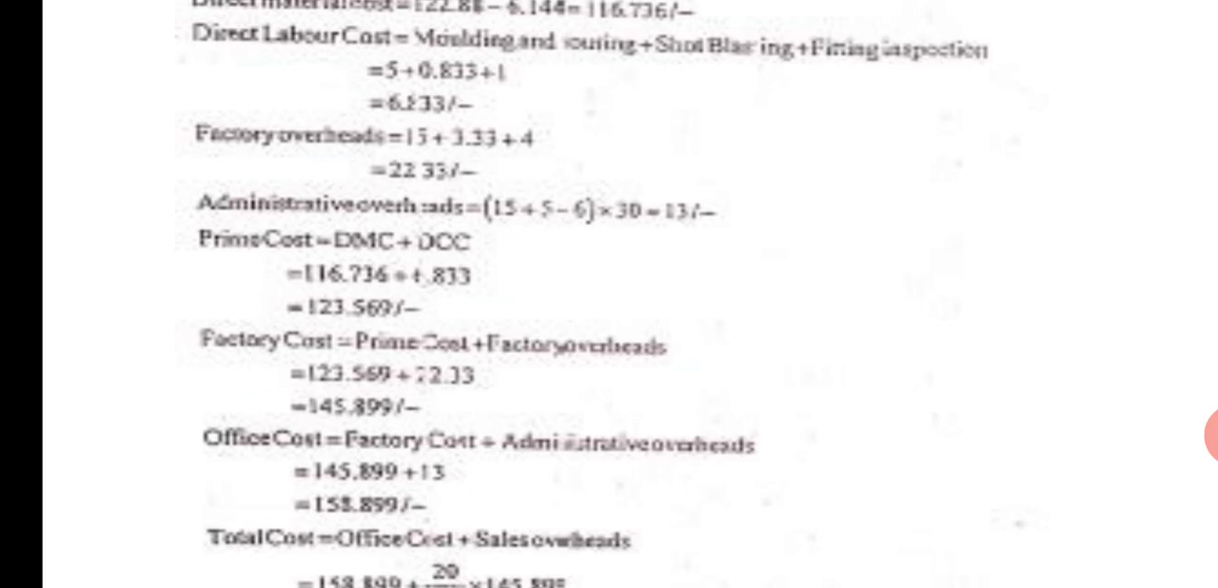Next is prime cost. Prime cost is equal to direct material cost DMC plus DLC. That is not DCC, again there is a mistake here. It is direct material cost plus direct labor cost. That is 116 rupees plus 6.8 rupees. You get prime cost as 123 rupees. This is the prime cost. Prime cost is direct material plus direct labor.